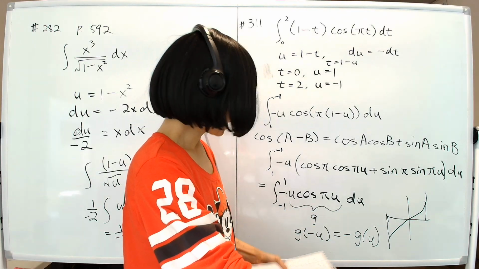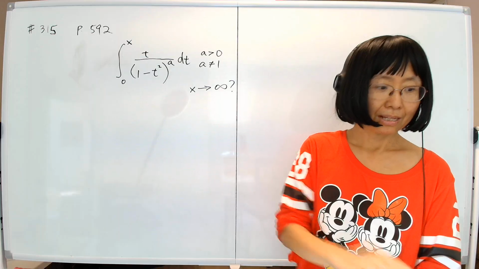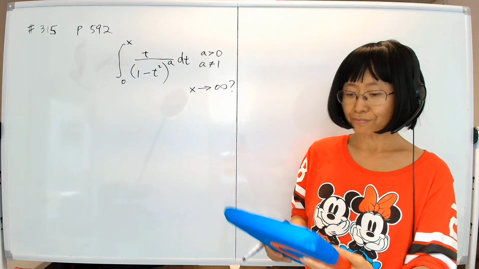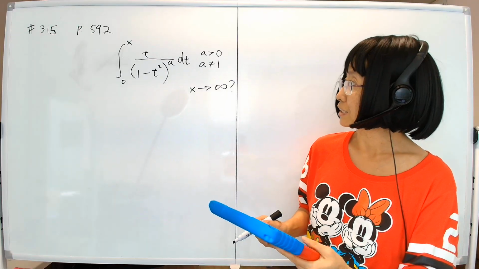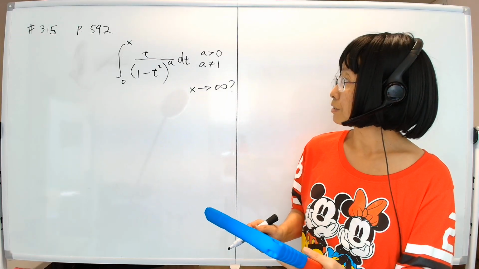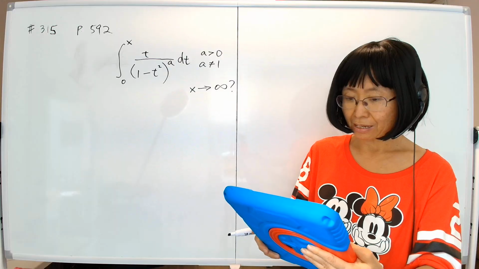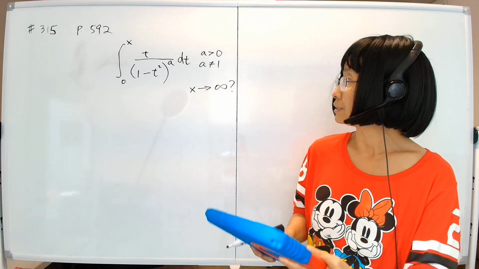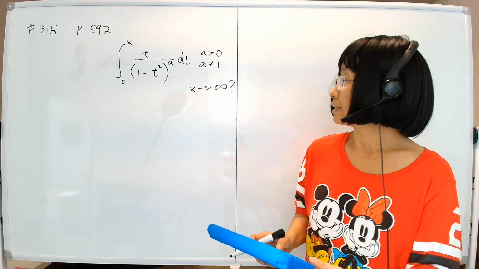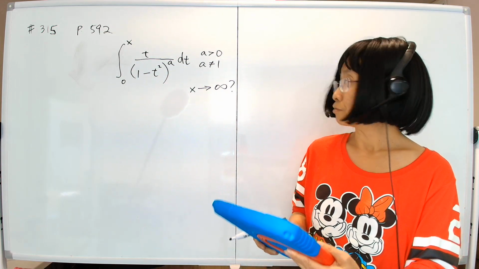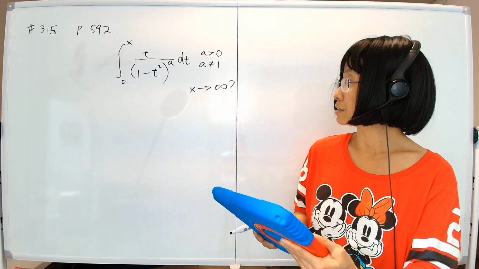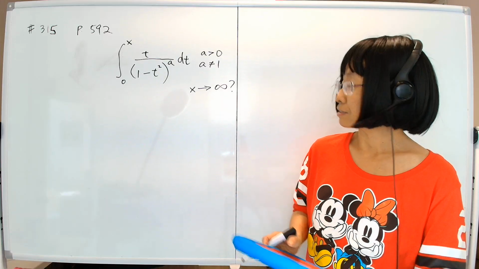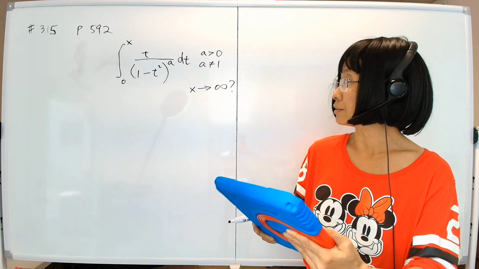So let's go to the last problem. The last problem we're going to do, number 315, says find the area under the graph of g of t, which is t over (1 minus t squared) to the power a. A is some number, and we need to find the area between 0 and t equal to x, where x is between 0 and 1. So x is not that big, which is fine, and a is bigger than 0, plus a does not equal 1. That's fine.